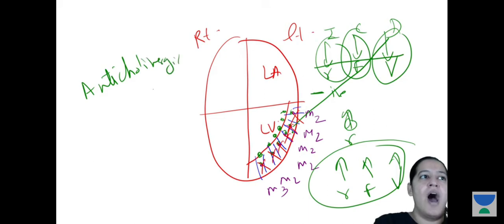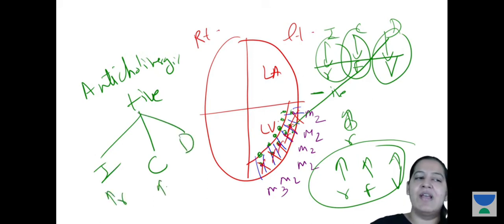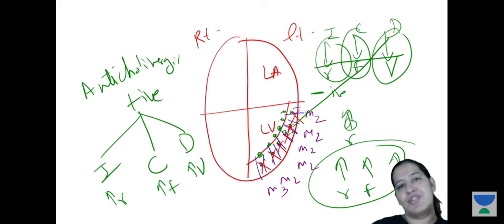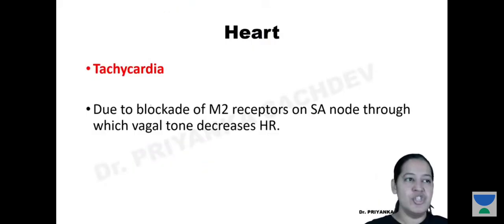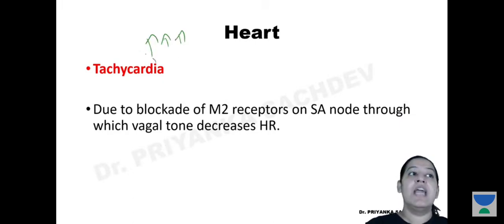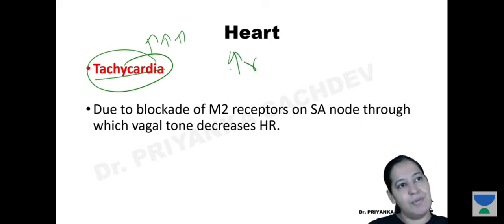So can I say atropine or anticholinergic drugs are positive inotropic, positive chronotropic and positive dromotropic, because they increase the rate, increase the force of contraction, and increase the velocity of conduction. Give me a thumbs up. I tried my best. So that is on the heart. In short, in the heart they increase all three things: rate, force and velocity. They cause tachycardia since they increase the rate of the heart.